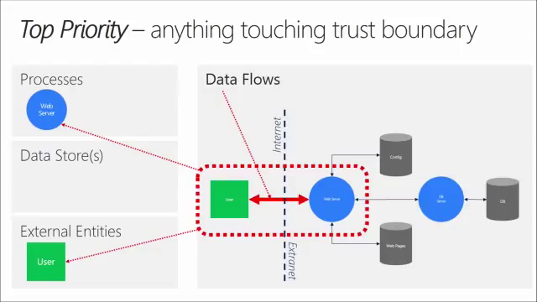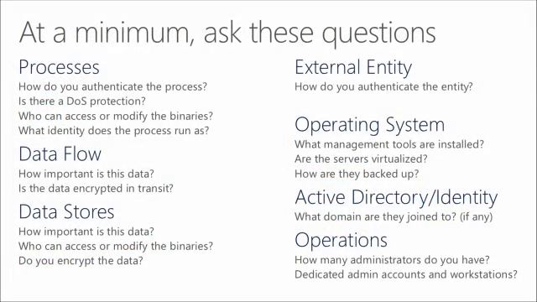The external entity, which is a user in this case, is the green square, and then of course the data stores are the ones that look like little database cylinders, and then the data flows that go between them. Depending on what type of object it is, you're going to ask a different set of questions. For a process, you would ask, how do you authenticate it? Is there denial of service protection? Who can access or modify the binaries? What identity does the process run as?